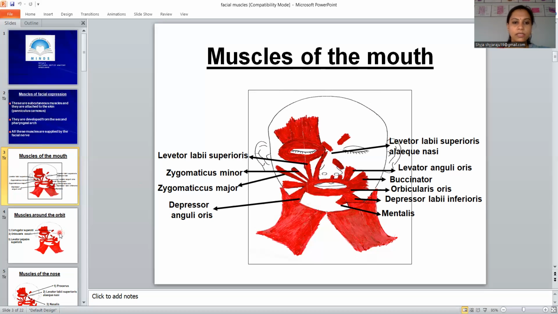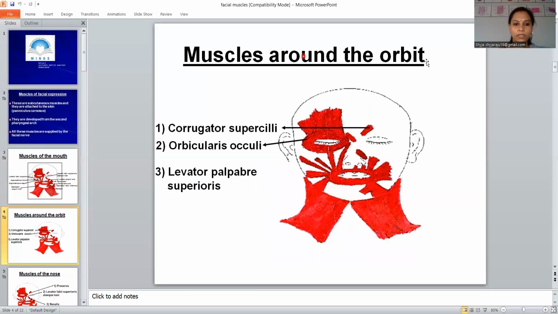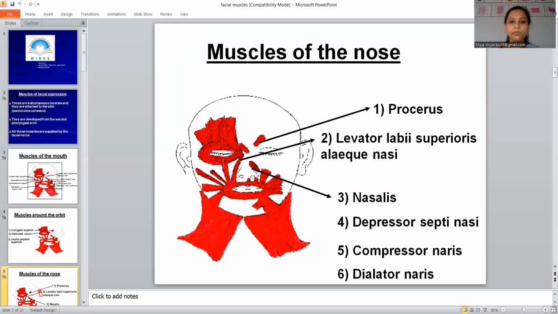Next are the muscles surrounding the orbit. It is corrugator supercilii, orbicularis oculi. We will come to the details of orbicularis oculi later, and the levator palpebrae superioris. This is the muscle of the orbit. The details of the levator palpebrae superioris will come later. Next, the muscles of the nose. First one is procerus, then the nasalis, depressor septi nasi, compressor naris, and the dilator naris.